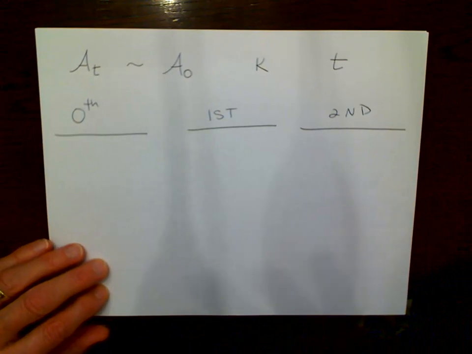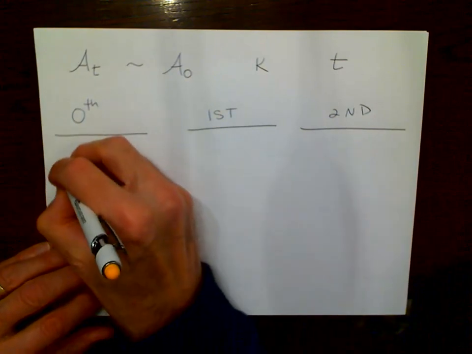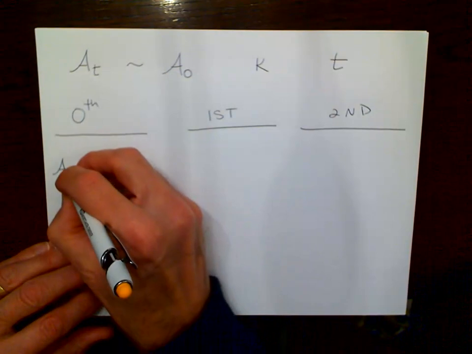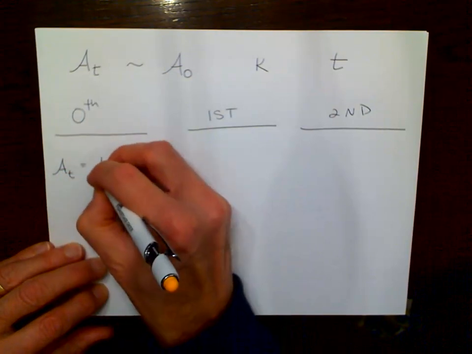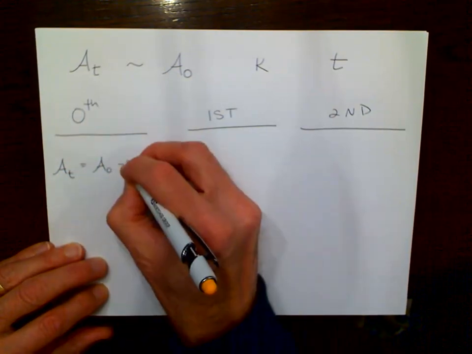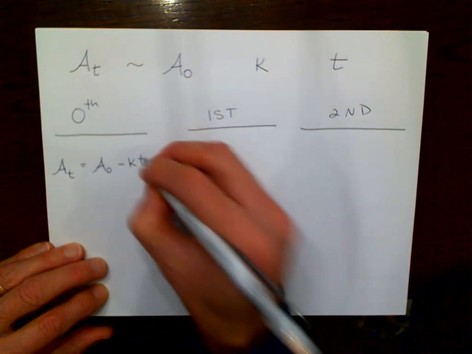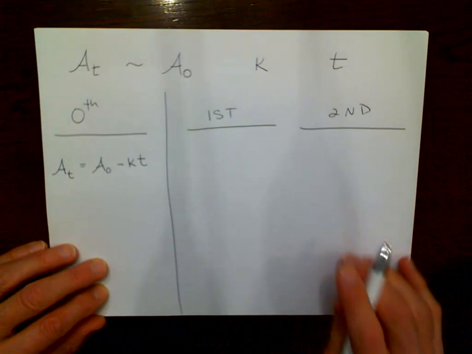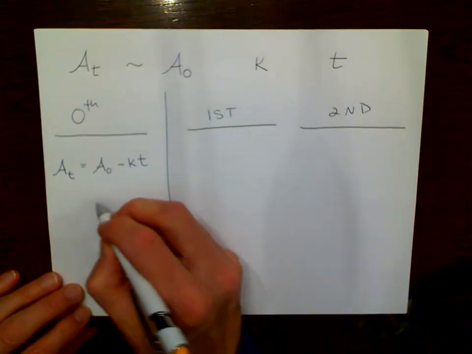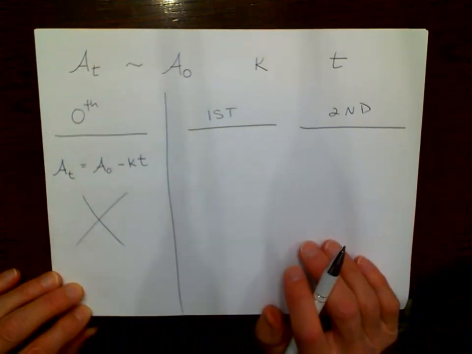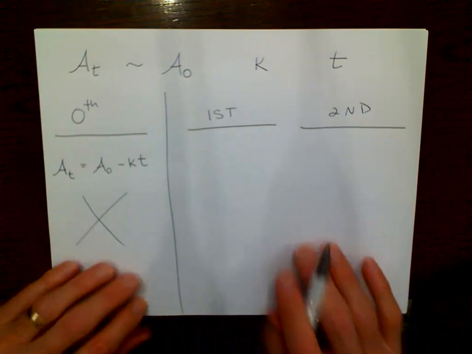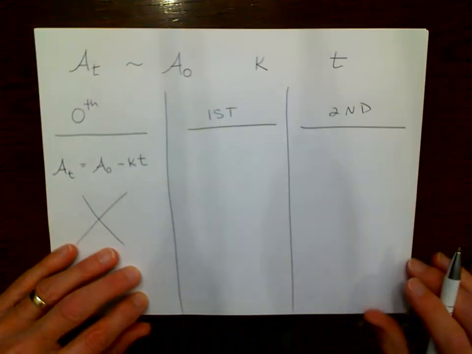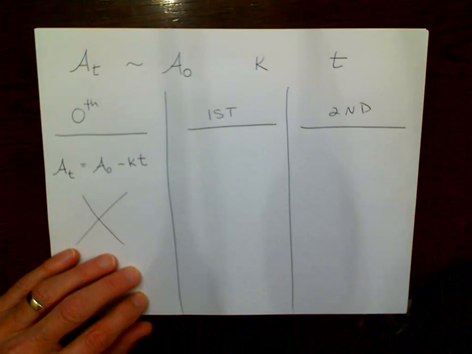The way these equations look, for 0th order, the amount that's present at time t is the amount present initially minus the product of the rate constant and time. That's all we got to know for 0th order. Generally speaking, you're not going to see any problems in 0th order kinetics. You will see them in 1st and 2nd order kinetics, and those are going to look like this.